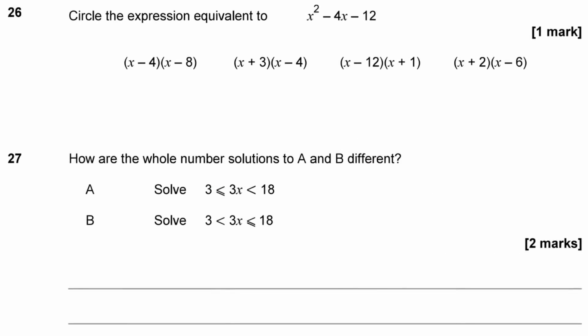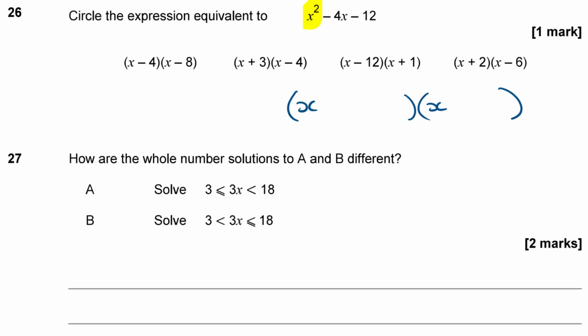Question 26. Circle the expression equivalent to x squared minus 4x minus 12. And we've got a few double brackets multiplied together. So clearly we need to factorize this expression. When we factorize a quadratic, we look at the first term first to work out what goes at the beginning of our brackets. So something times something is x squared. It must be x and x.